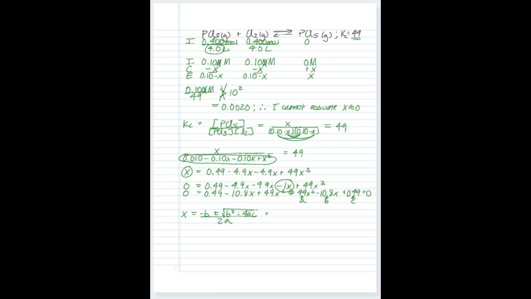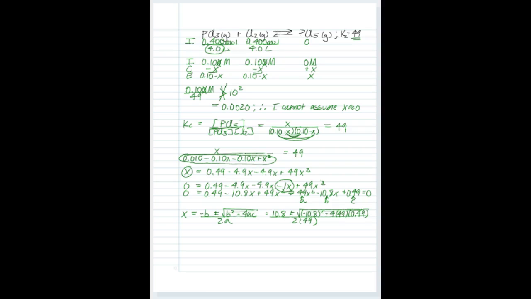So our b term is minus 10.8, so a negative of negative 10.8 is positive 10.8, plus or minus b squared, so this is negative 10.8 squared, minus 4 times a, which is 49, times c, which is 0.49, and then we're going to divide this whole thing by 2 times 49. Okay?